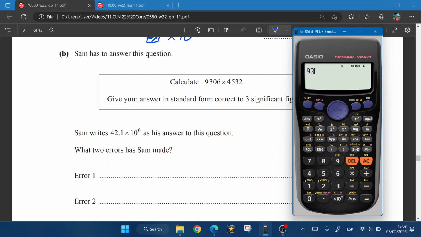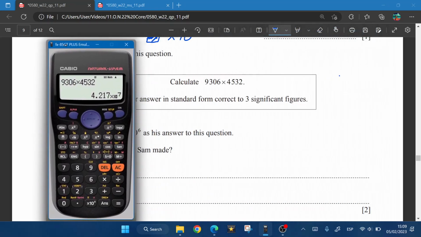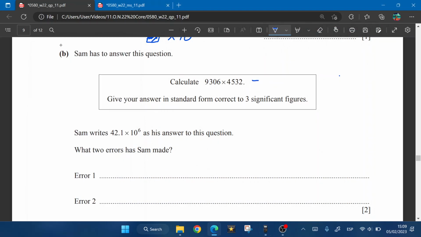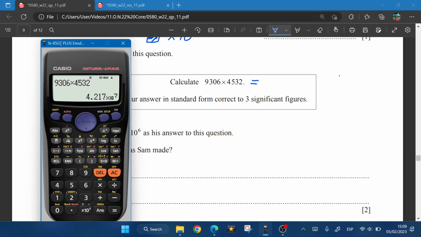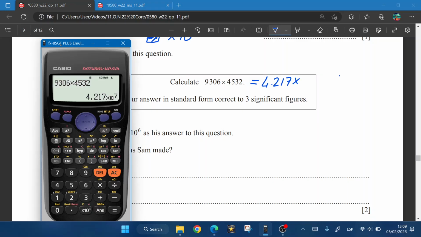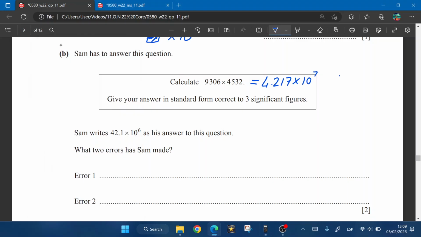9306 times 4532 equals, you see, there is the answer in standard form. That's the correct answer. So my advice is in an exam, always write as much as possible down, so the examiners see you know what you're doing. 4.217 times 10 to the power of 7.